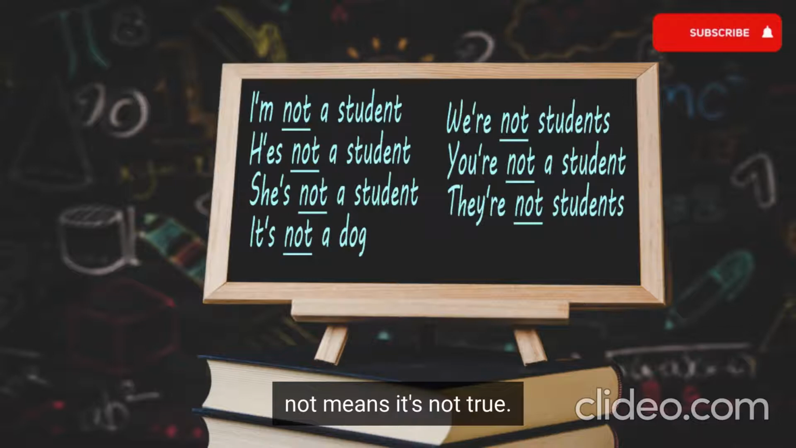Not means it's not true, no. So remember, I'm a student means yes, I'm a student. I go to school and I learn. I'm not a student means no, I'm a teacher, or no, I'm not a student.